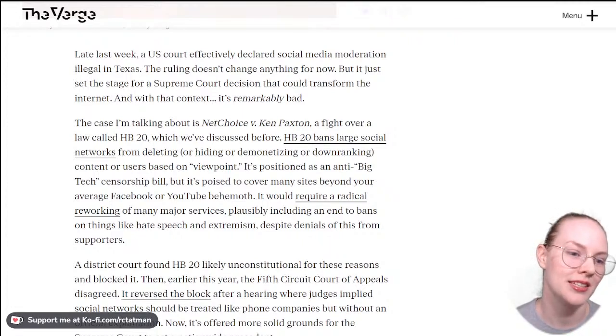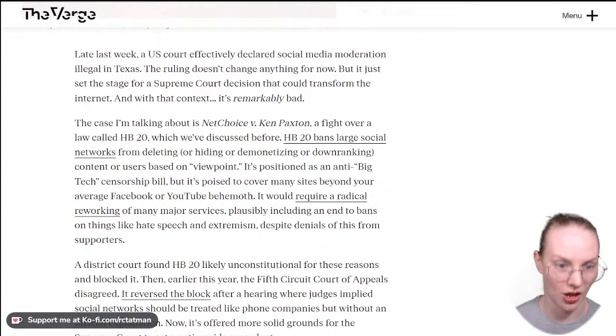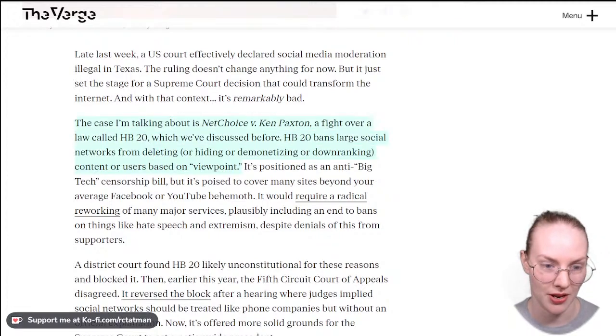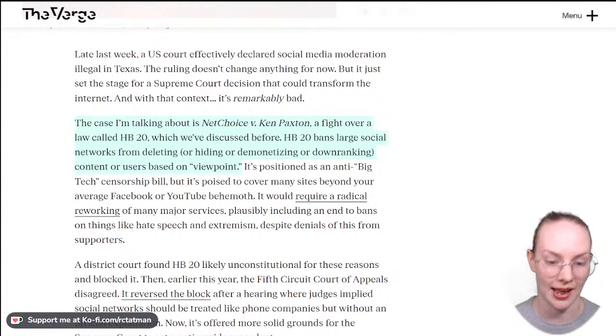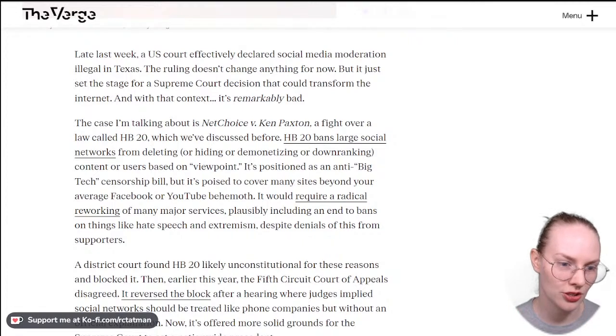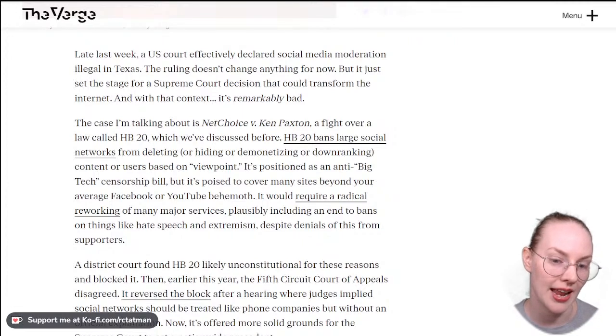Basically, this is a law called HB 20, which I believe is a Texas law, which bans social networks from deleting or hiding or demonetizing or downranking content or users based on viewpoints. So not only is it legal for Nazis to be on Twitter, it would be illegal for you to say, I'm not going to recommend Nazi Twitter content. It is positioned as an anti-big tech censorship bill, but it's poised to cover many sites beyond your average Facebook or YouTube behemoth. It would require a radical reworking of many services, plausibly including an end to bans on things like hate speech and extremism, despite denials of this from supporters.